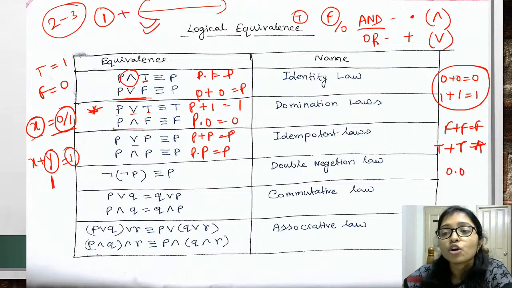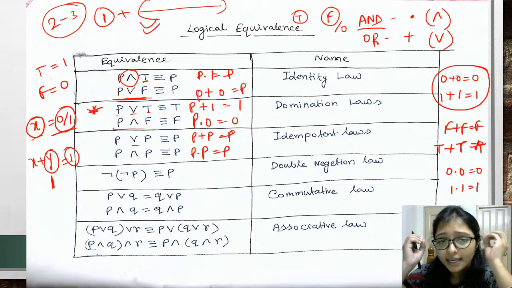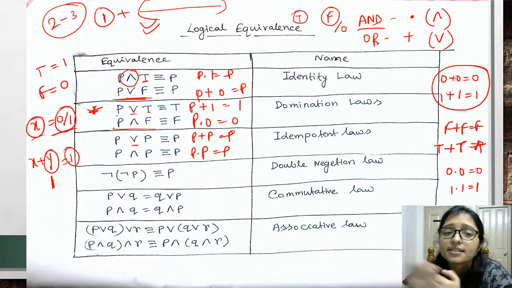Means 0 dot 0 is 0, 1 dot 1 is 1, right? 0 and 1 are the only possibilities, true and false, nothing else. So that is the coming rule. These are the rules. You have to apply the rule in that way.